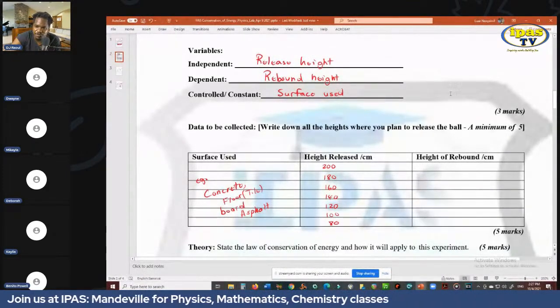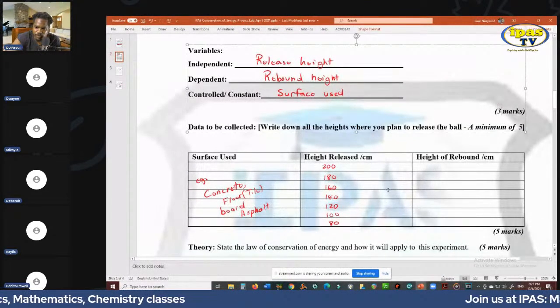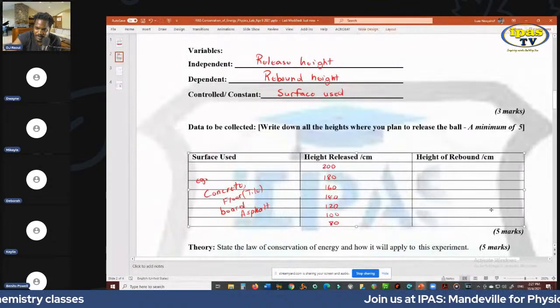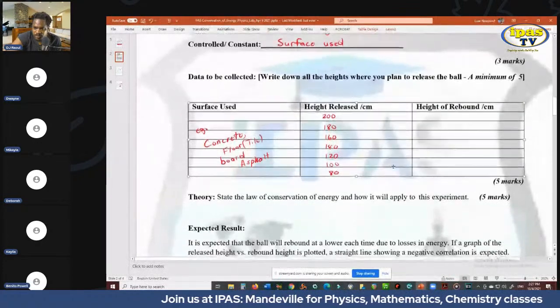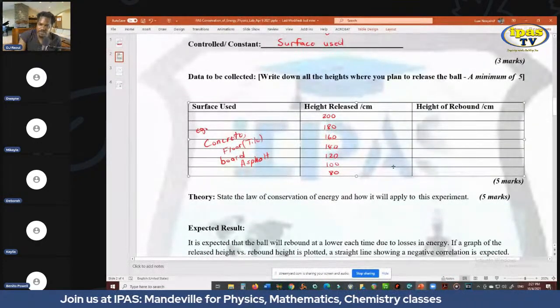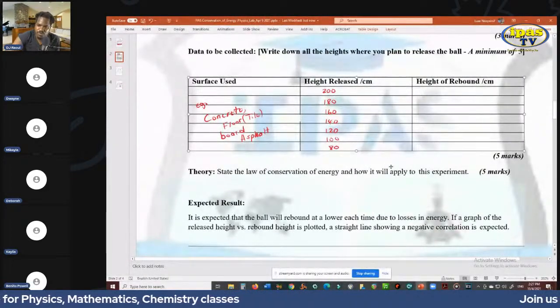So you get 9 from the first page now. This is another 3 that carries you up to 12. Just by writing this in the column here, you get 5 marks here, the heights there. And so this is it. You get most of the marks of the lab already. Any questions here?